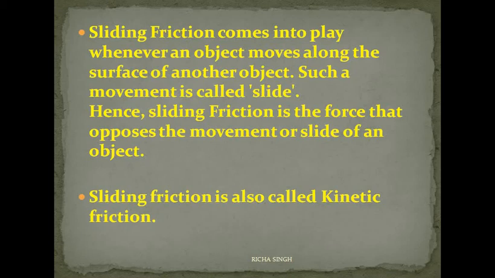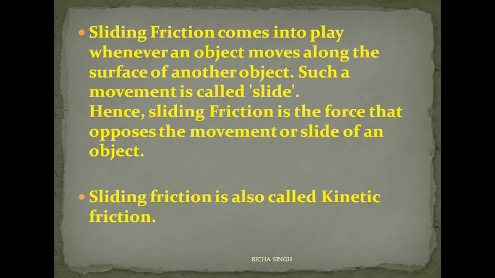So sliding friction comes into play when the object moves along the surface of another object. Such movement is called slide. And sliding friction is the force that opposes the movement of a slide. It means the object is moving and the friction which is coming into play is sliding friction. Sliding friction is also known as kinetic friction.